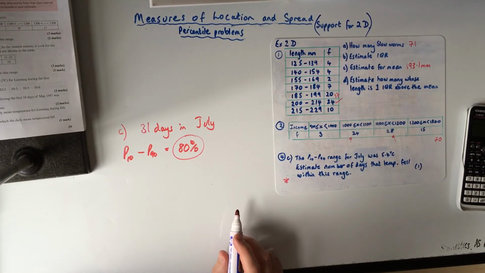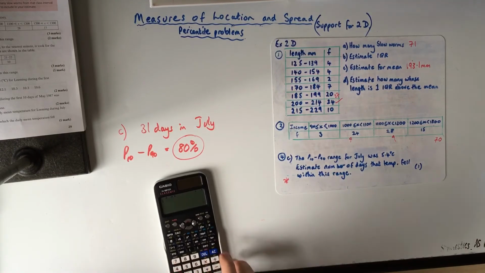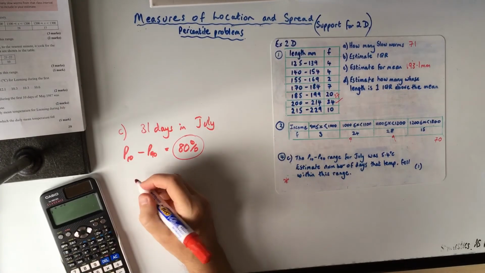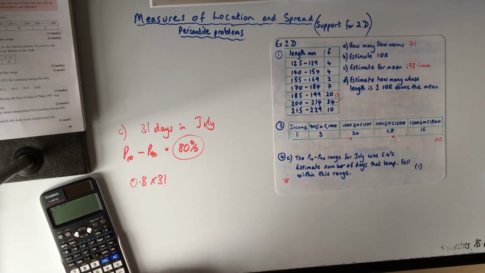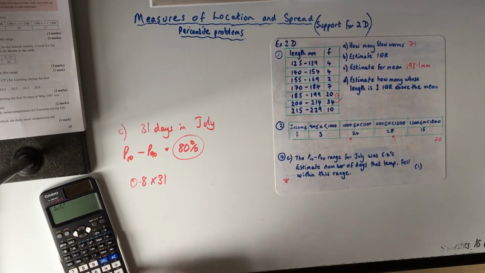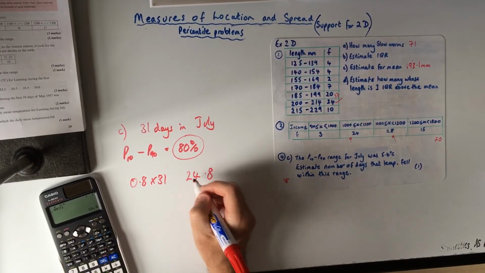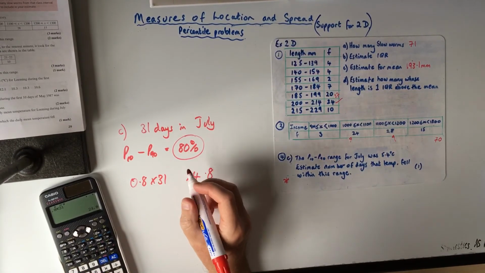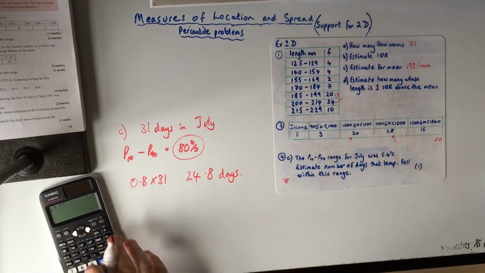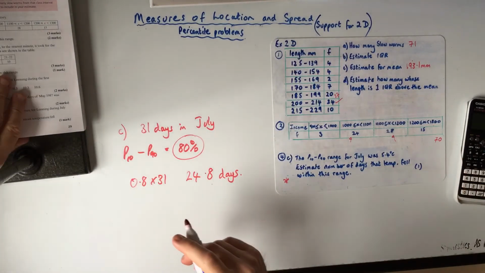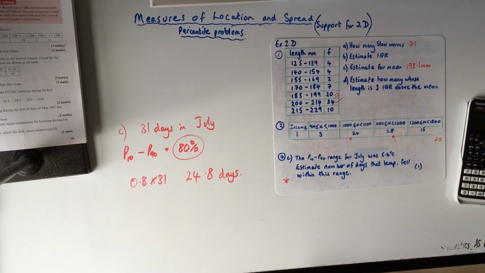Okay, this 5.4 degrees. So you've got to do 80% of 31 days. So 0.8 times 31. And when you do that, 0.8 times 31, you get 24.8. Okay. So the temptation there is to go, oh, it's closest to 25 days.